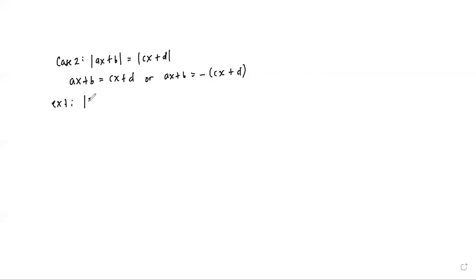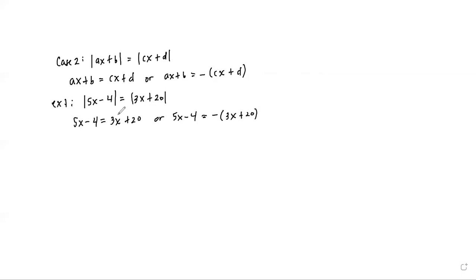So let's consider the absolute value of 5x minus 4 is equal to the absolute value of 3x plus 20. So this equation falls under case number 2. So the solution for this equation is 5x minus 4 is equal to 3x plus 20, or 5x minus 4 is equal to the negative of the quantity of 3x plus 20.